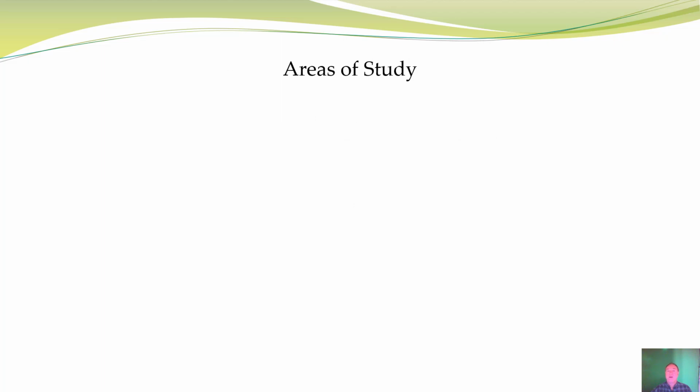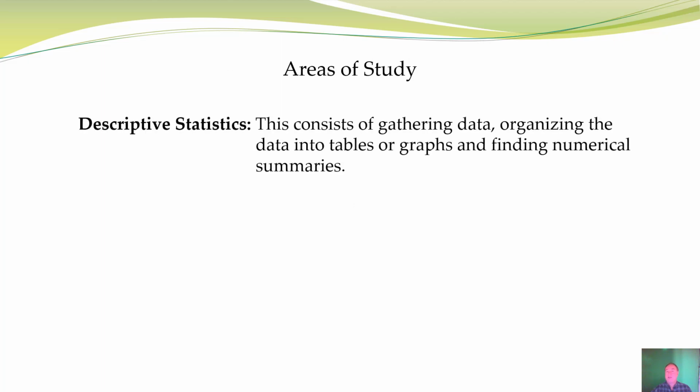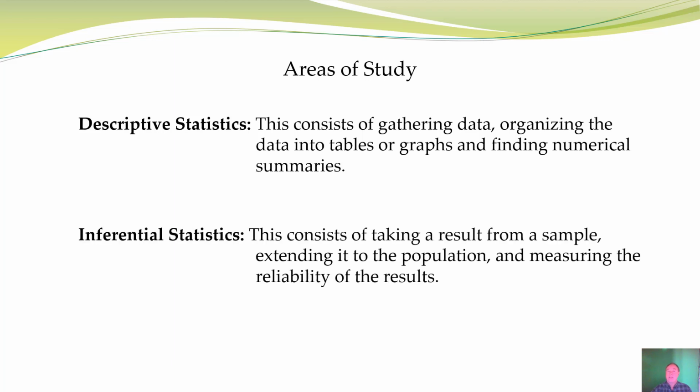Now, there are two areas of study. Descriptive statistics. This consists of gathering data, organizing the data into tables and graphs, and finding numerical summaries. We'll talk about this in the first few chapters. Inferential statistics. This consists of taking a result from a sample, extending it to the population, and measuring the reliability of the results. We will do this in the later chapters of this course.